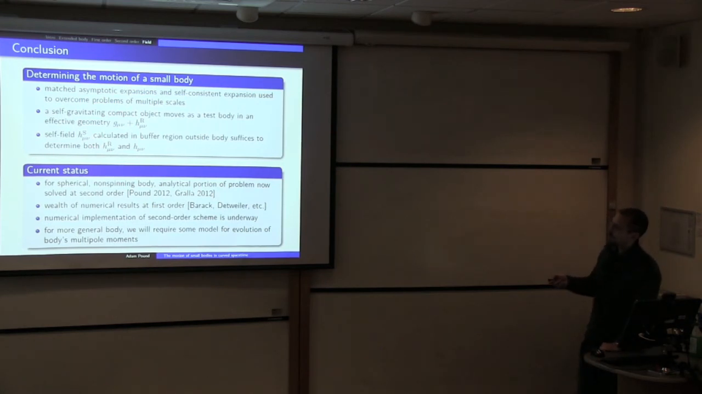And the self field that you calculate in the buffer region is basically the only analytical ingredient you need to calculate both the effective metric on the world line and the retarded metric everywhere else. The current status in general is that for a spherical non-spinning body, or approximately spherical and approximately non-spinning, the analytical portion of the problem is now completely solved. We have everything we need.